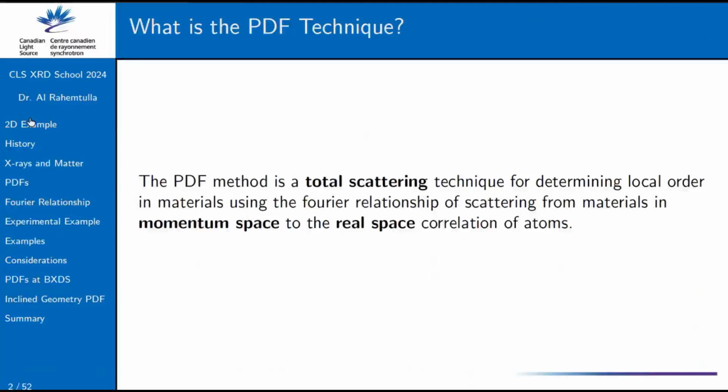Okay, so what is the PDF technique? I think we've heard little snippets of it yesterday, but it's a total scattering technique that's used to determine local ordering. It relies on the Fourier relationship between the momentum transfer, or the scattering information that we get when we scatter photons through our collection of atoms, and the real space information of how those atoms organize together.